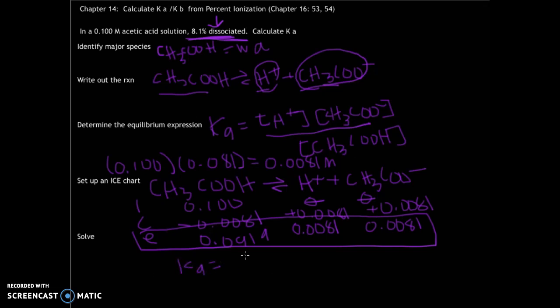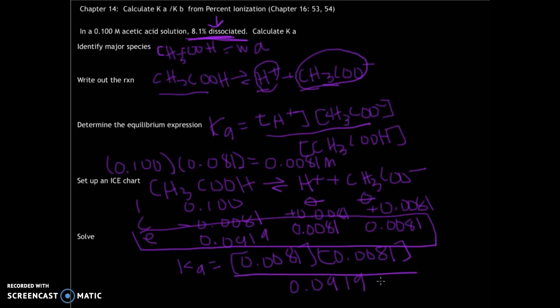Ka equals 0.0081 times 0.0081, which is the same as 0.0081 squared, right? All over 0.0919. So you set that up, 0.0081 squared divided by 0.0919. And I'm getting, let's see, 2 sig figs, right? Because of that 8.1%, 7.1 times 10 to the negative fourth is my Ka for acetic acid.